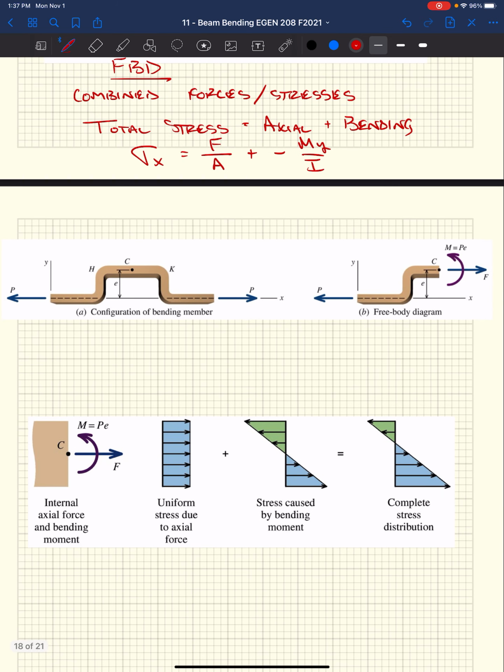So if we took that and zoomed in on what's going on there, right? Same thing, we've got superposition. We essentially have the axial load that creates axial stresses. We have a moment that creates bending stresses. And we add those two together. And that gives us our final stress distribution. Okay, so this is our axial. This is our bending. And this is combined.